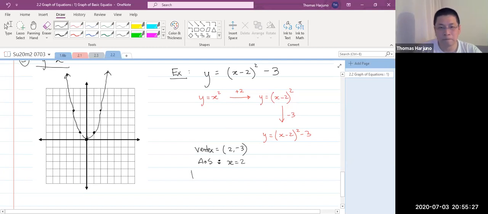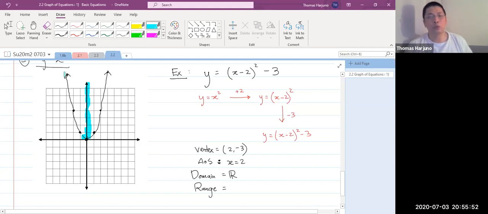How about the domain? The domain of every polynomial will be all real numbers, from negative infinity to infinity. But how about the range? The range is supposed to be from 0, including 0, to infinity, right? You will never get a negative number.